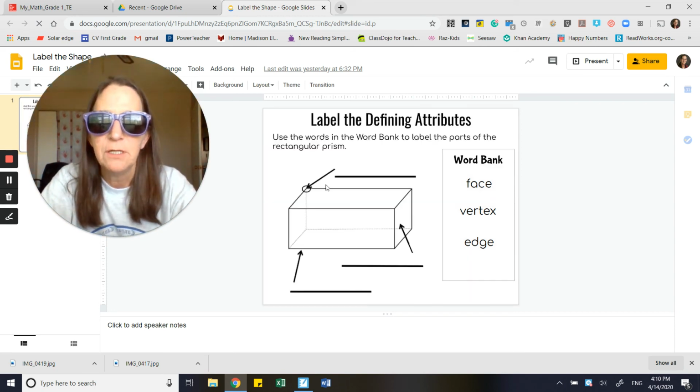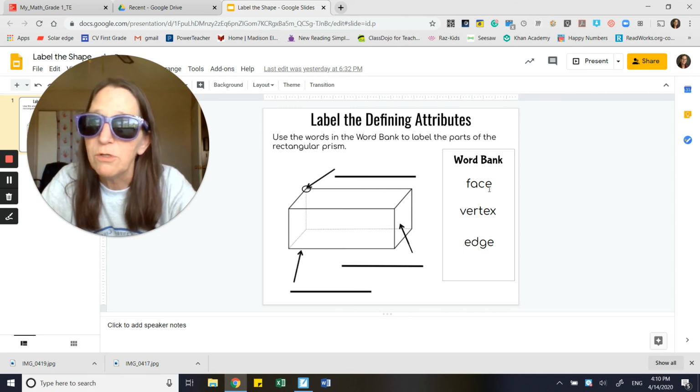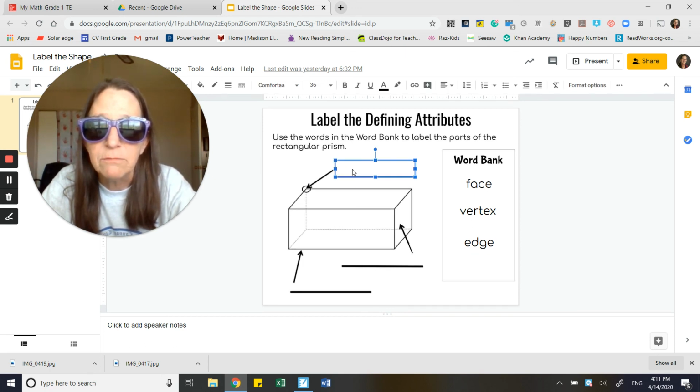Watch this. I have here a rectangular prism, one we talked about yesterday. Now, we learned what these words all mean. Face, vertex, edge, okay? I want you to tell me, what is this called? Is this a face, a vertex, or an edge? And I want you to put the answer right here.